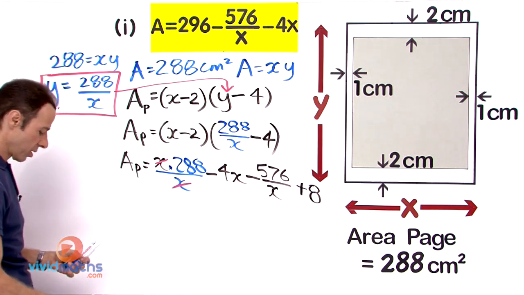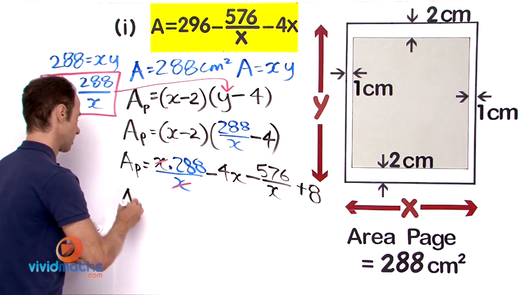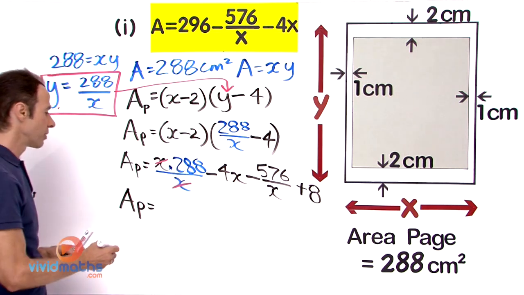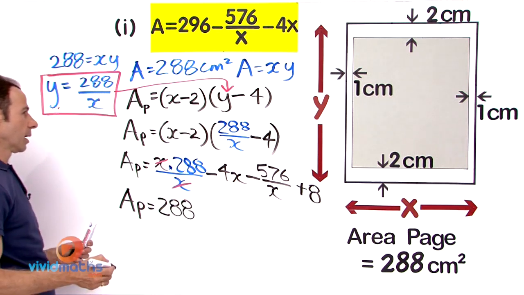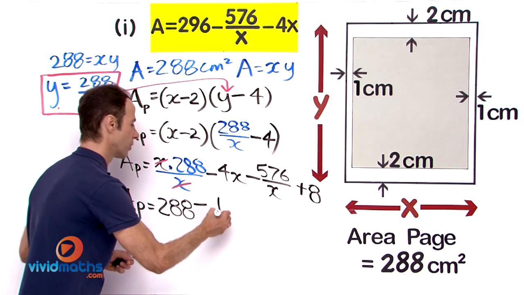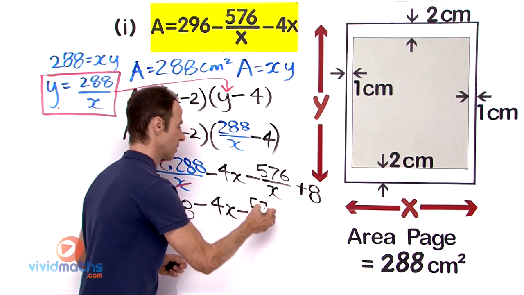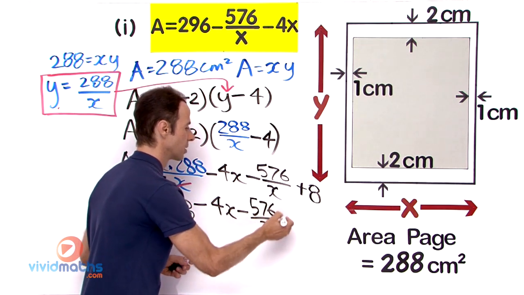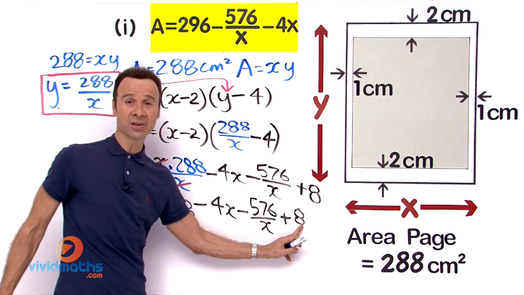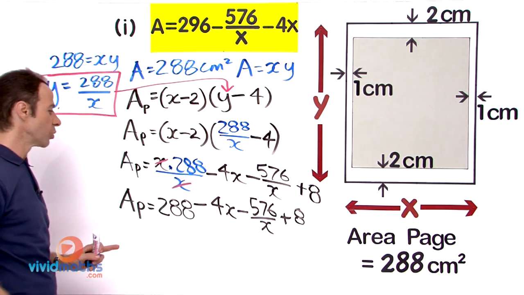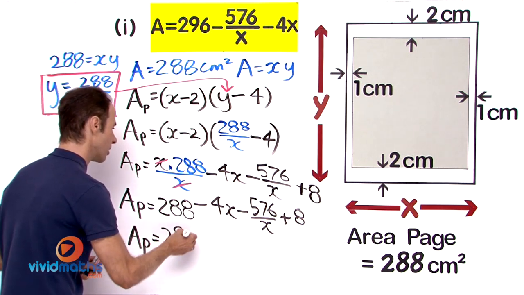So that leaves us with area, the printed area, equals 288 and minus 4x minus 576 on x plus 8. We can take the 288 and add the 8 to that. So altogether, that's going to give us 296. So area of printed equals 296.